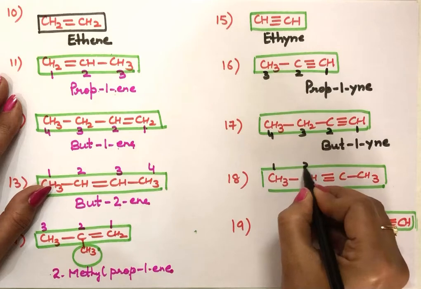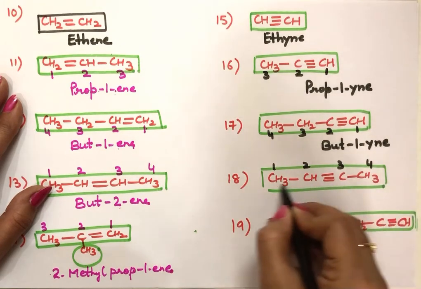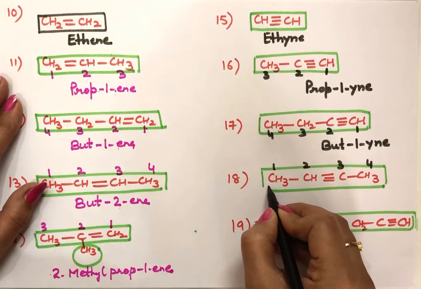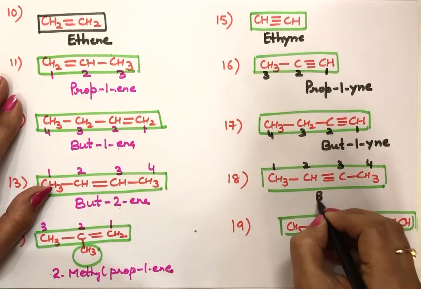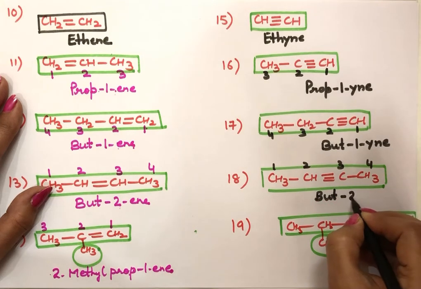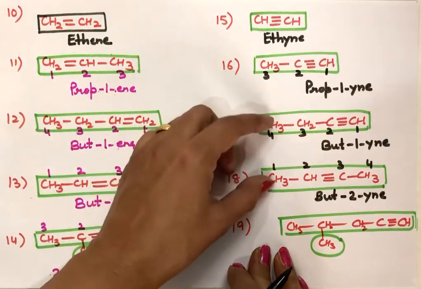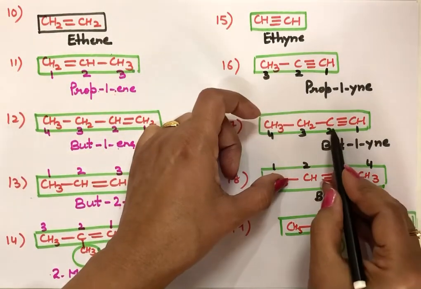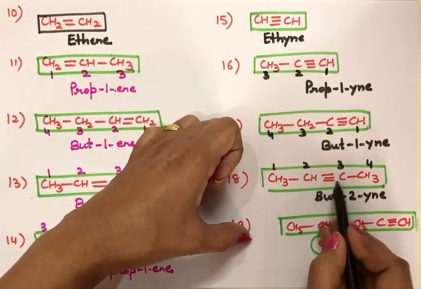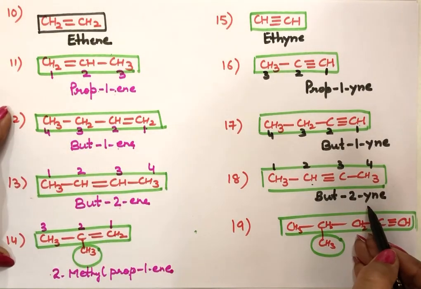In this case, number it from any side. The triple bond carbon gets a second position from both sides. So number it from any side. Now in the chain, there are 4 carbon atoms, but. And the triple bond is between the second and third carbon atom, so it is but-2-ine. What is the difference in the two? Here the triple bond is with the first carbon, here the triple bond is with the second carbon. This is but-1-ine, this is but-2-ine.